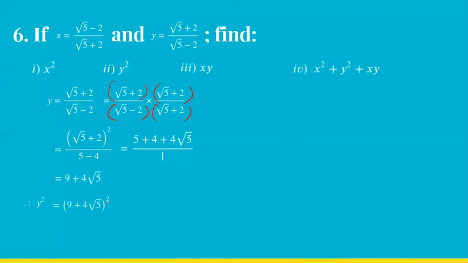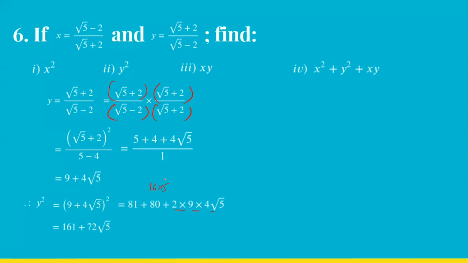So the value of y square, a plus b the whole square is a square plus b square plus 2ab. That is 9 square is 81. 4 root 5 the whole square is 80, because 4 square is 16 and root 5 square is 5, so 16 fives are 80. 2ab, that is 2 into 9 into 4 root 5. 2 nines are 18, 18 fours are 72. So 80 plus 81 is going to be 161 plus 72 root 5, which is the value of y square.